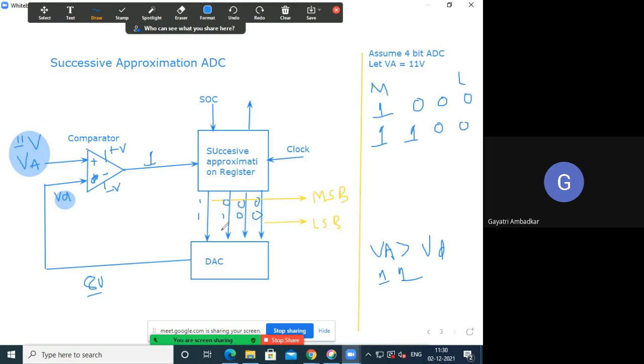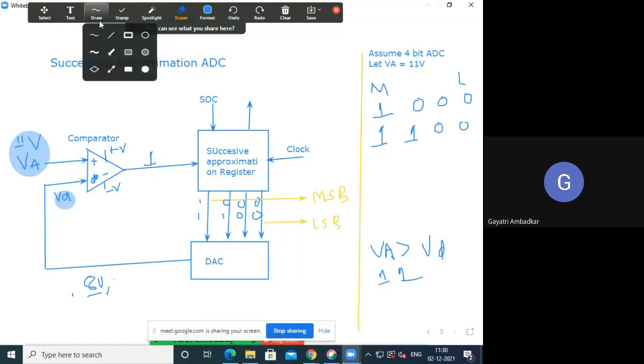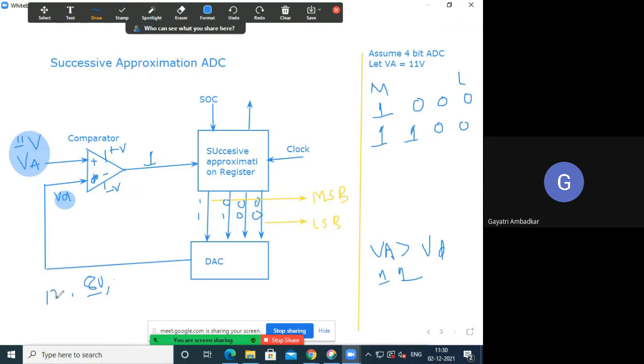Okay. So now what the output of DAC will be? Equivalent of 1 1 0 0 is 12 volt. Okay. So output of DAC will become 12 volt. I can write here 12 volt. Now this 12 volt and this 11 volt, what will happen? This is 11 volt analog input and VD is becoming 12 volt. What will be the result? 12 volt. So this will be set, this will become 0.